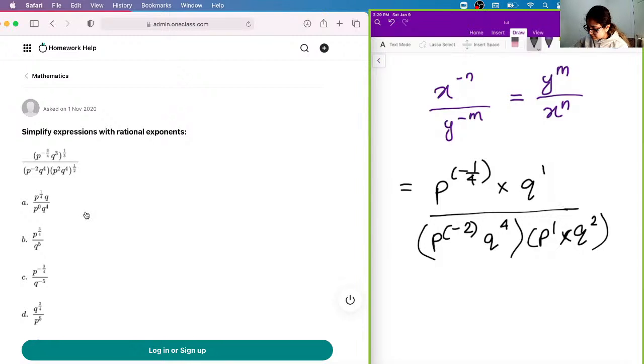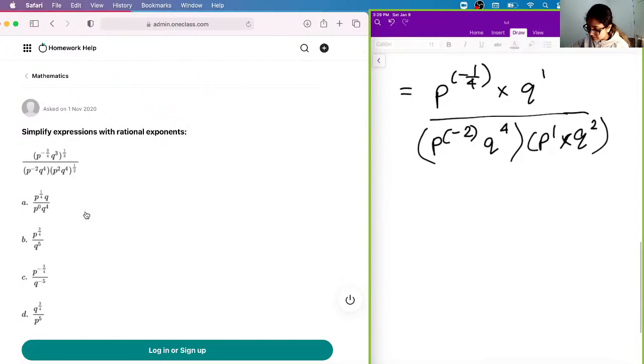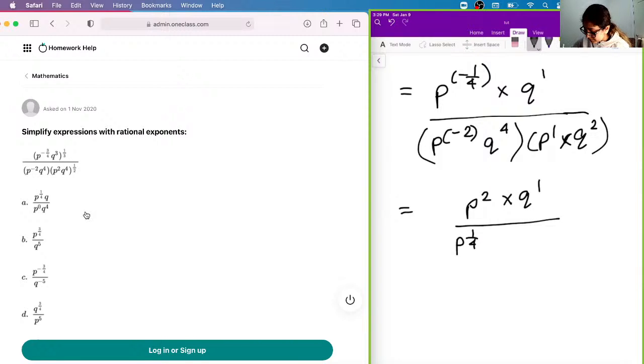And now we're going to simplify this. We're going to take the reciprocal of this, and the new equation would be p squared times q to the power of 1 over p to the 1 over 4 times q to the 4 times p to the 1 times q squared. Okay. Now we're going to apply the product rule for the same base.